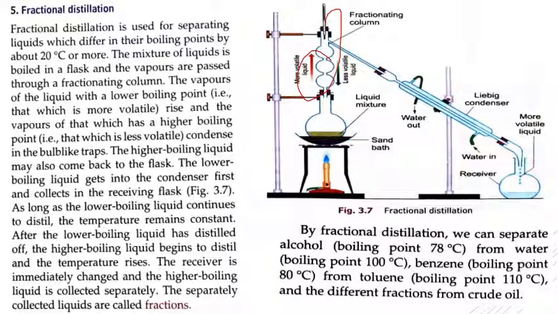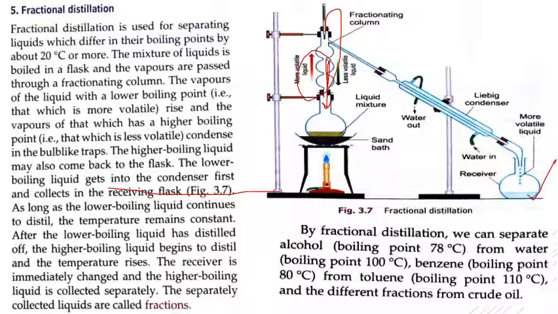Okay, the higher boiling liquid may also come back to the flask, because it has a high boiling point, right? It evaporates, but it comes back after condensing, because it has not achieved its boiling point. It is just evaporating, it has achieved little temperature, so it will come back. The lower boiling liquid gets into the condenser first and collects in the receiving flask. The right side, this one, is the receiving flask.